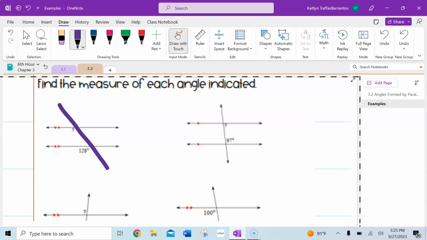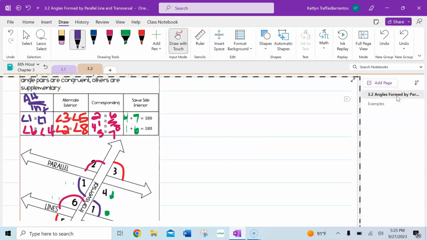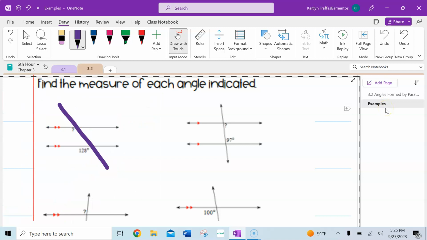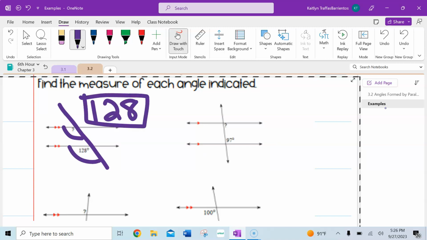Now if they're same side, they could be same side interior, same side exterior, or corresponding. If I look at the same side interior, the missing angle is interior, but that 128 is exterior. So they are not same side interior or exterior. What these ones are going to be is, if you look at them, they're both on the bottom left-hand corner of the intersection. So these are going to be corresponding angles. So if we hop back over to that left-hand side, the relationship between corresponding angles is that they are going to be congruent. So if this angle is 128, this angle is also going to be 128.